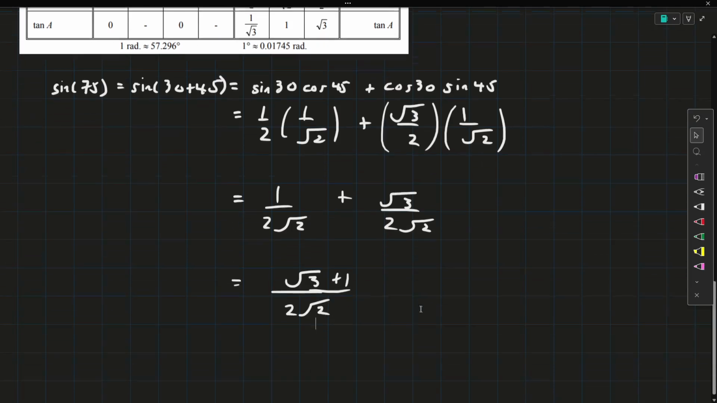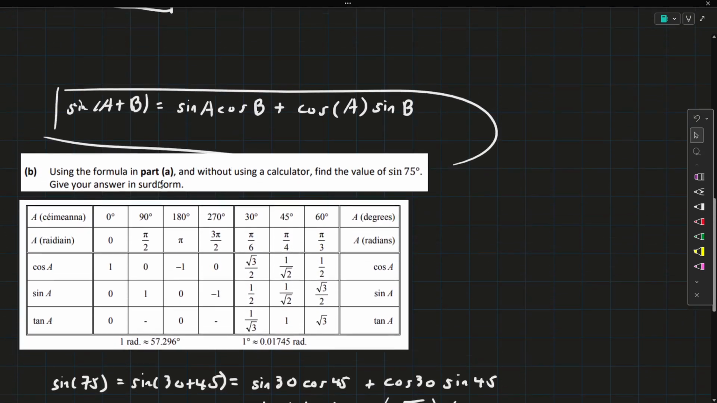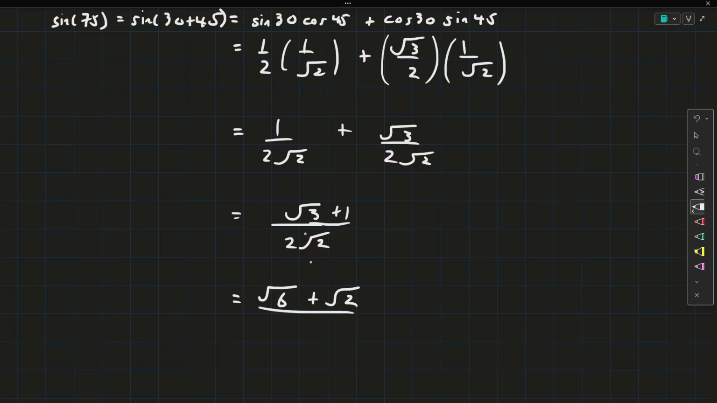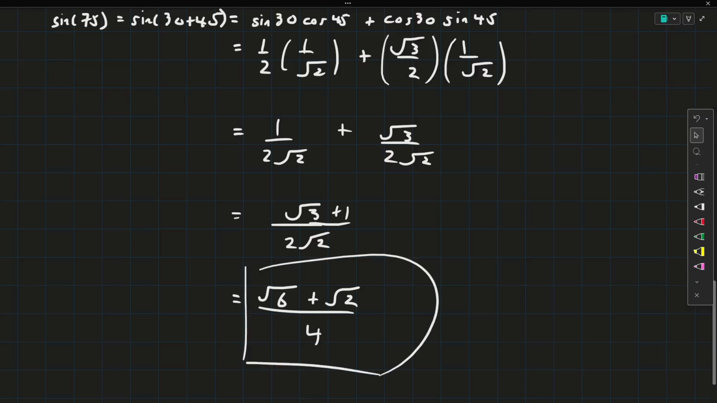You might want to rationalize the denominator, because they say give your answer in surd form. It's just a good idea. We don't like to have irrational numbers in the denominator. So you could put this into your calculator, and it'll simplify it for you, or multiply the top and bottom by root 2. Root 3 times root 2 will give you root 6 plus root 2, divided by root 2 times root 2, which gives us 2. So this is 2 multiplied by 2, which is 4. And that's going to be our answer.